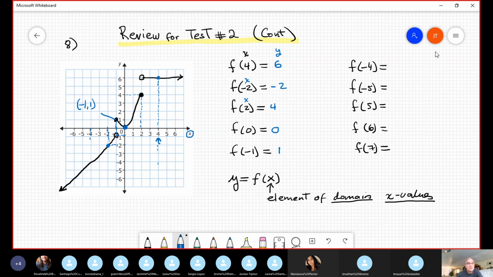-4. -4 is here. Negative 4, the y value associated with it is negative 5, exactly the same. Negative 5, negative 5, because this part is a line. And 5. 5 is here. Positive 5, touch here, is 6. And 6 is here, again 6. And 7 is here, again 6. Any question?